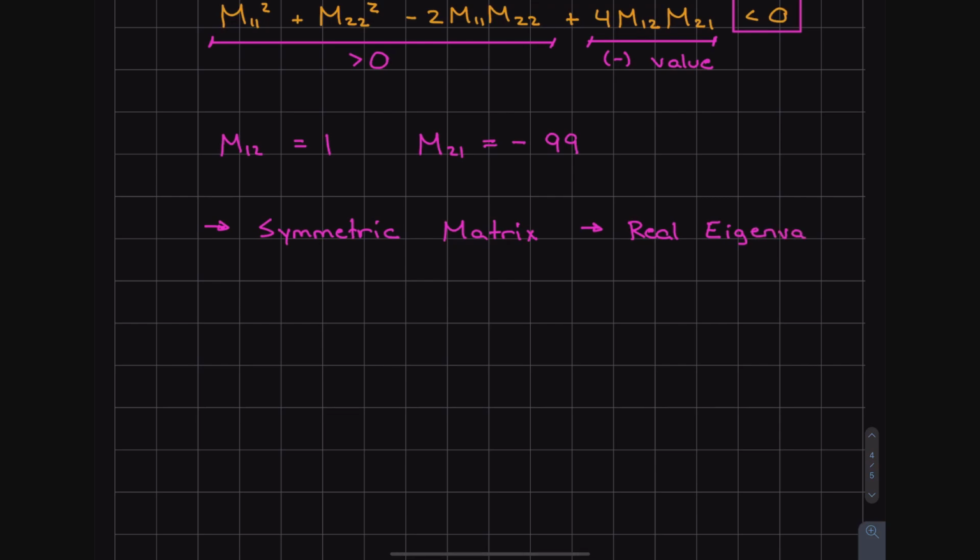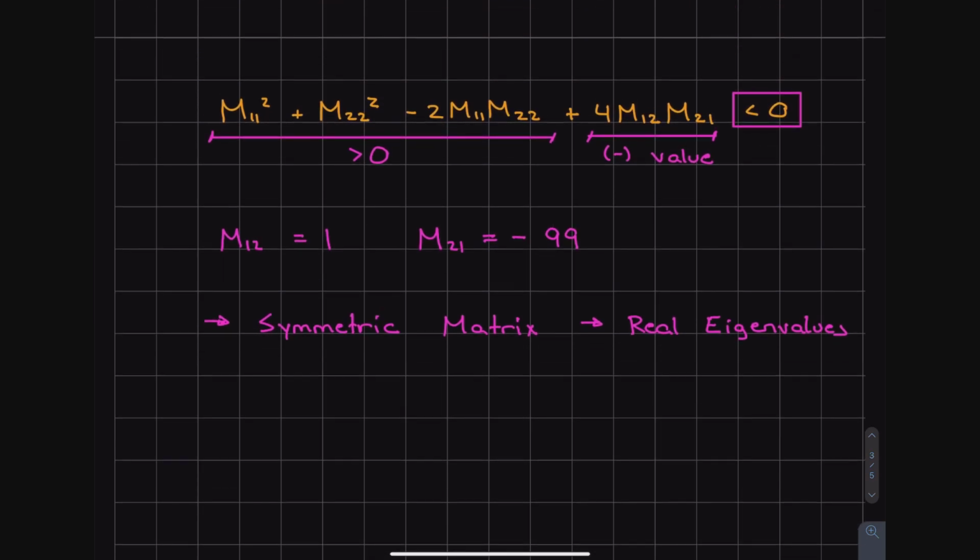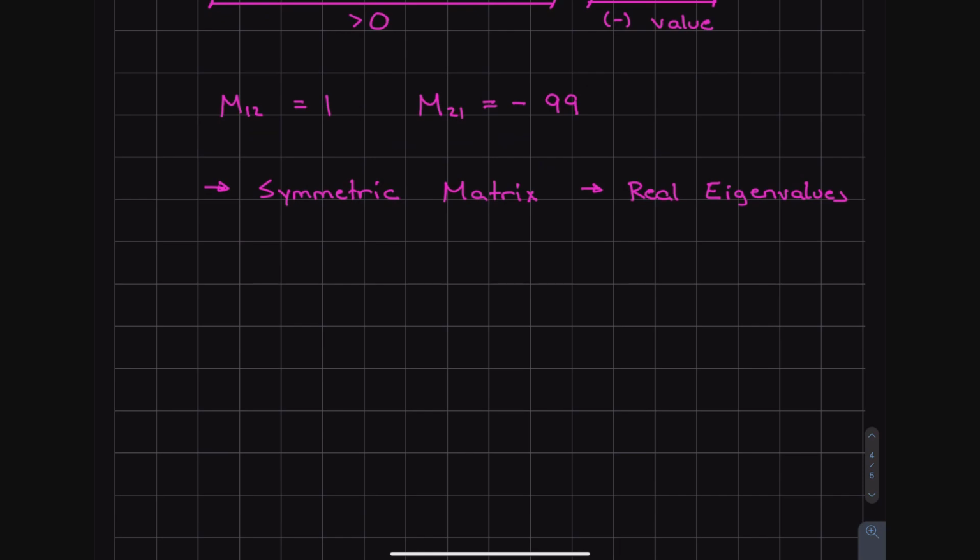Ooh, that takes a long time to write. And how can we prove this? Well, if we go back up here, it's actually pretty simple. Remember, in order to get imaginary eigenvalues, we need this part right here to be a really large negative number. But if it's symmetric, m12 is equal to m21. That's the definition of symmetric.